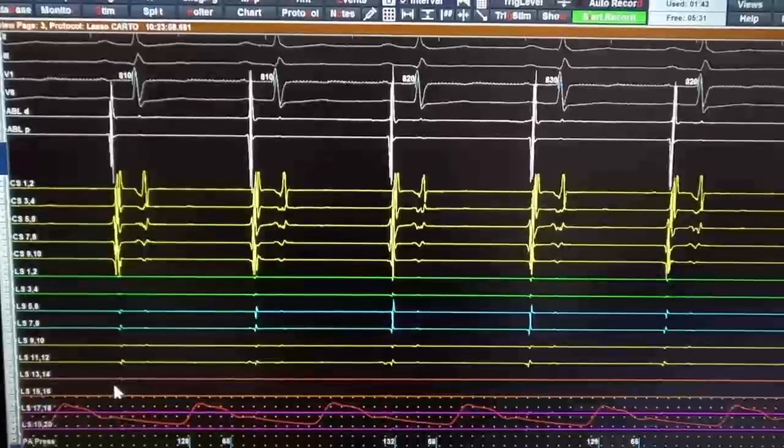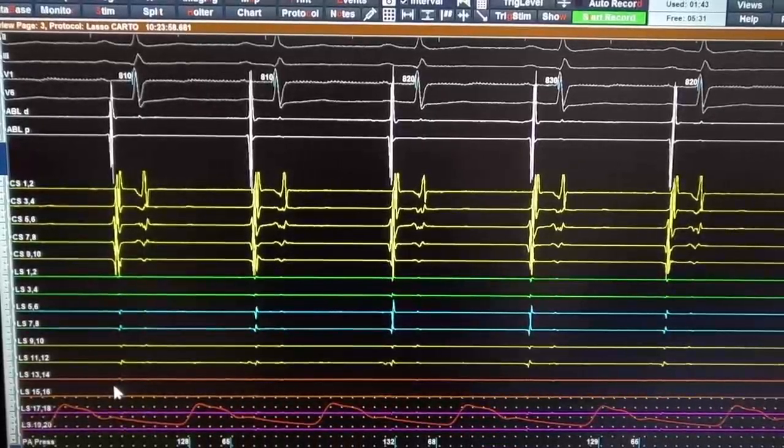This is an example of practical use of differentiation between far field and near field potentials. This patient is after the isolation of the left pulmonary veins. We observe readings from a multipolar catheter inside the left superior pulmonary vein. To differentiate whether it's a near field pulmonary vein potential or a far field of the left atrial appendage, we need to use pacing maneuvers.